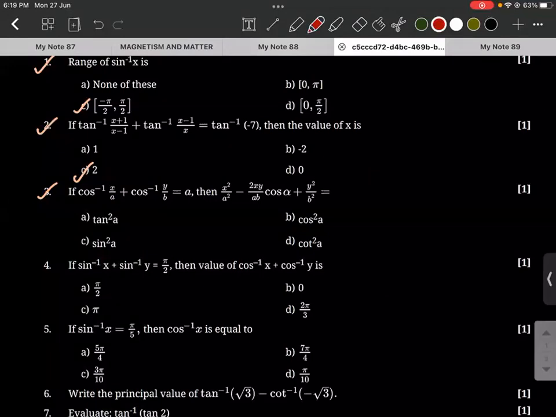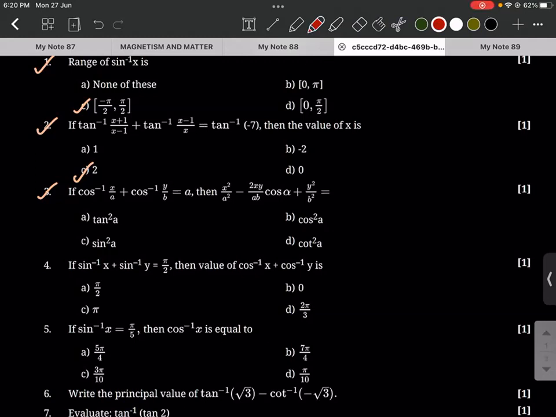Cos inverse of x by a plus cos inverse of y by b is equal to alpha. Then x square by a square minus 2xy divided by ab into cos alpha plus y square by b square is equal to how much?